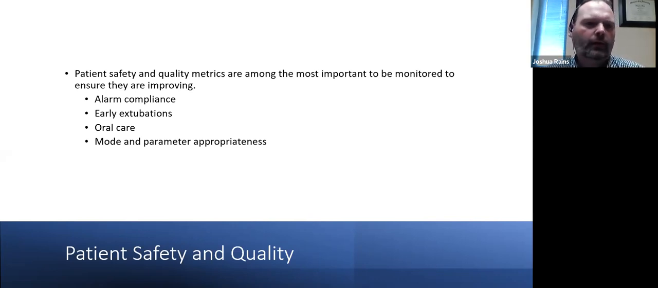Oral care, that's really straightforward. It's directly related to VAP and ulcers in the mouth, things like that. The mode and parameter appropriateness, these are things I know that RT directors do. You want to look for alarm compliance. So that's kind of mode and parameter.